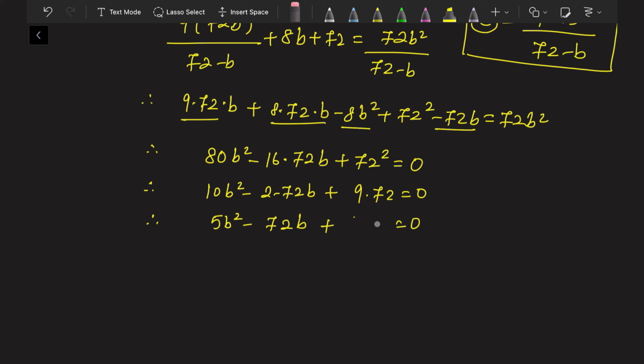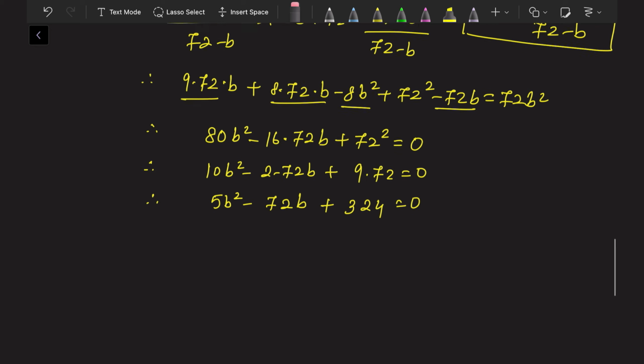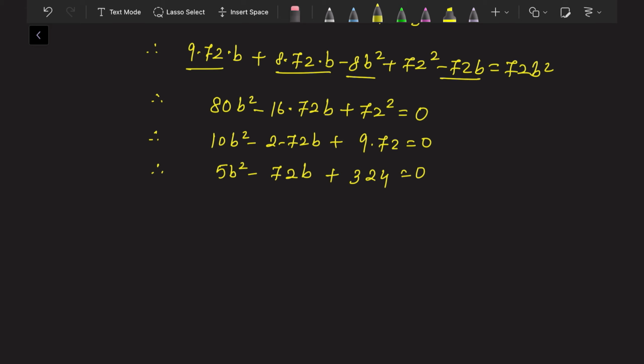First of all, let us see what 9 into 36 results in. 9 into 6 is 54, and it's 324. Okay, now you are also getting some hope that we can solve this. So we'll use the quadratic equation.